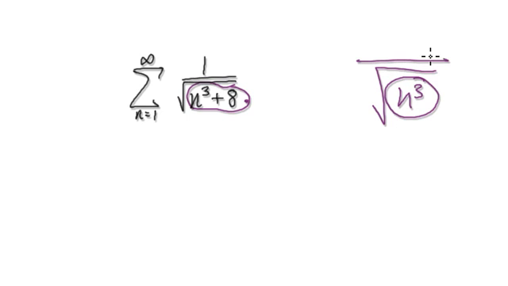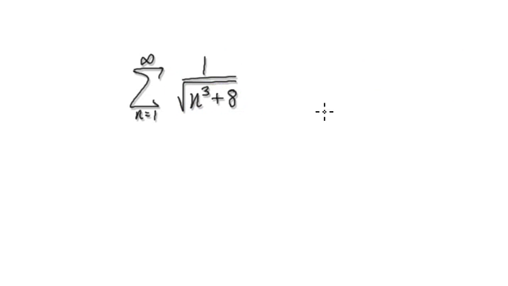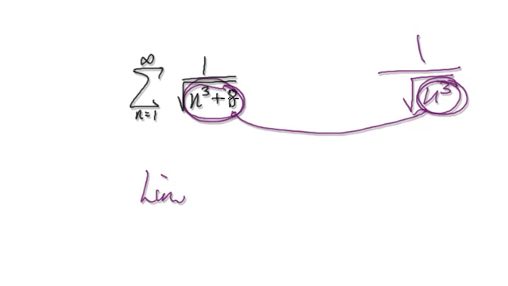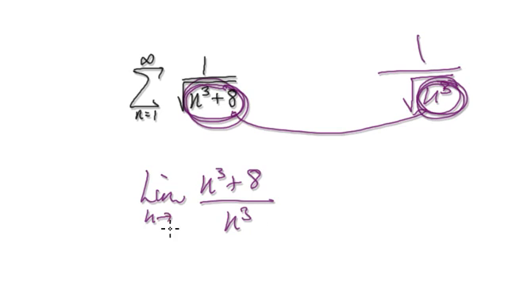So you've got this thing here, and then you've got over this. So you can consider this as this. As n heads towards infinity, you can say that this thing here is similar to this thing here. How is it that we can say that this is similar to this? Well, remember the definition of similar. When you get one thing, n to the power 3 plus 8, over the other thing, n to the power 3, as n heads towards infinity, it equals 1. So this thing here is similar to this.